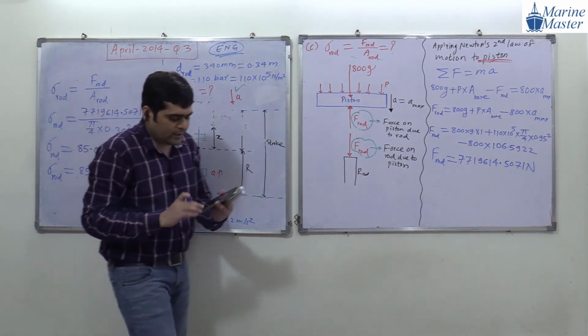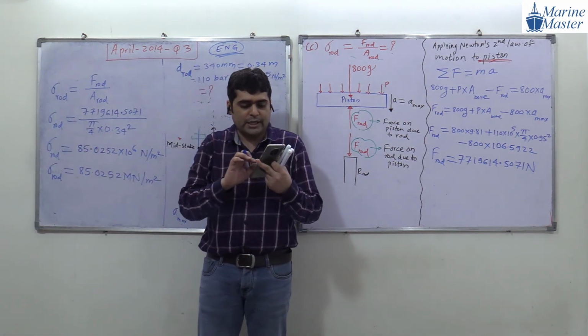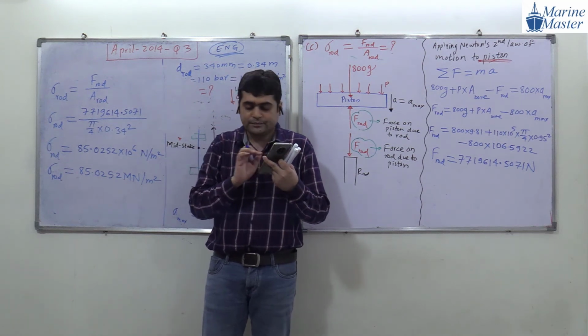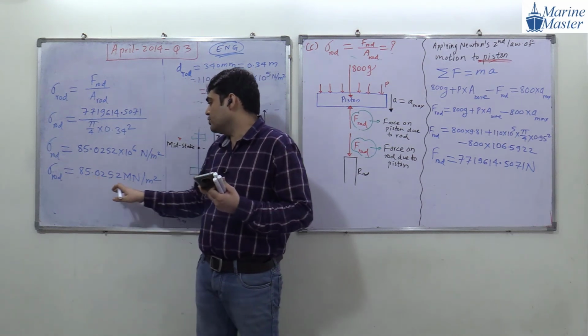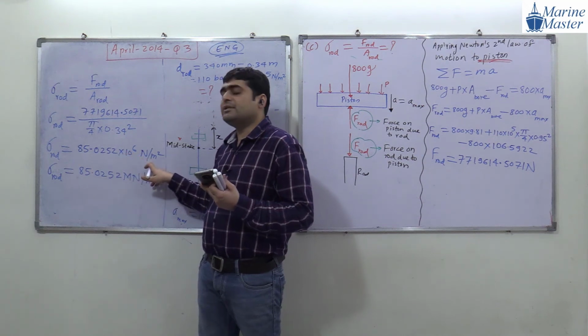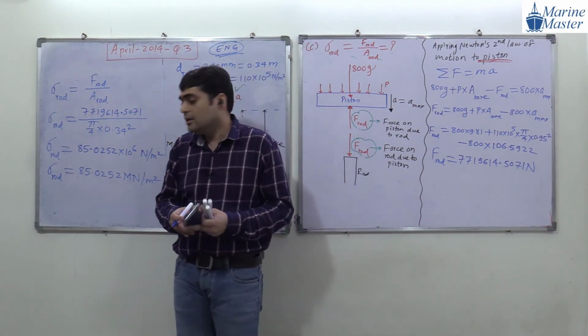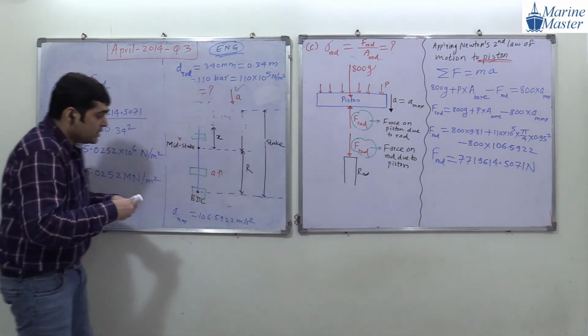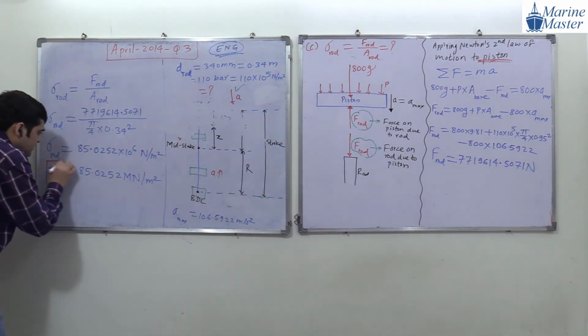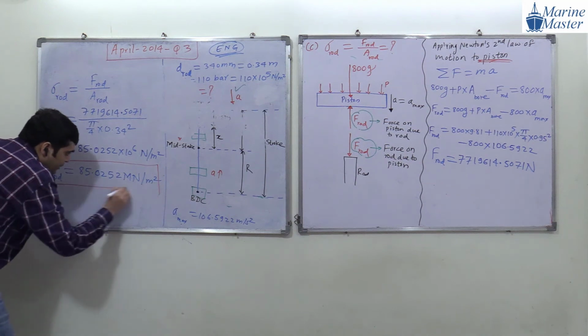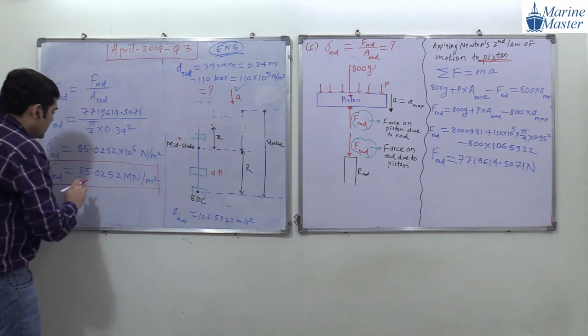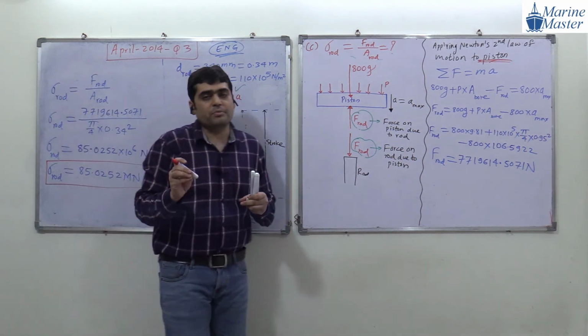Okay, everyone getting my point? Try to understand the scenario here. Anyone have any doubt in this discussion? 85.0252 mega. 10 raised to the power 6 means mega. So here we got the stress in rod. This is the magnitude of stress in rod.